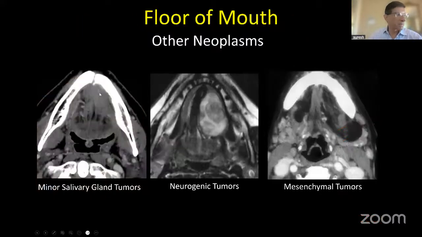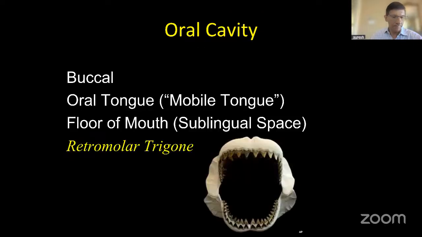In this case, this was a minor salivary gland tumor, this was a neurogenic tumor, and this was a mesenchymal tumor. Again, we're not very good at identifying the specific histology. In this particular case, we can suggest it because it's located in the area of the lingual nerve. In this case, we have a lot of fatty tumor, and this turned out to be a liposarcoma. But in general, again, we're not the best at looking for these tumors.